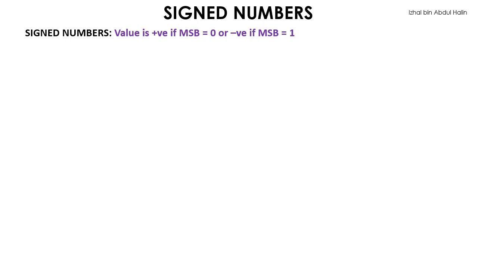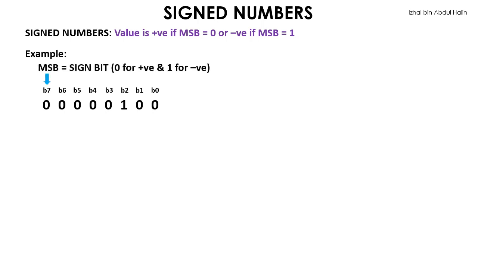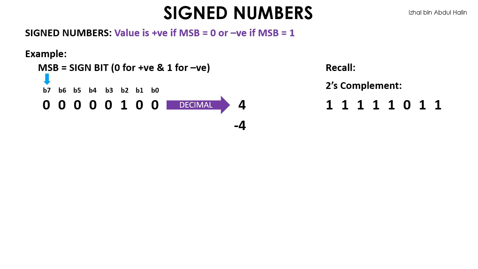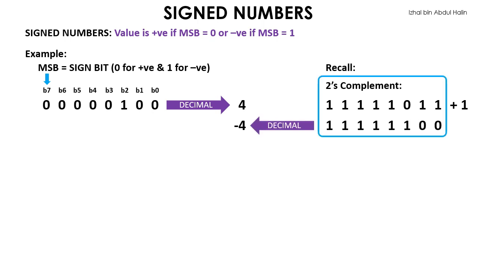Let's look at an example that shows an 8-bit binary string. The number is 00000100. We will now assume that this number is a binary signed number. Notice that the MSB is 0, thus, this number is a positive number whose decimal equivalent is 4. In order to write -4, we would use 2's complement. Initially we will invert all of the bits representing +4, resulting in the following binary string. 1 is added to the least significant bit to obtain -4 in binary.